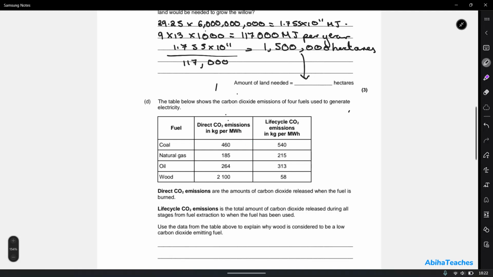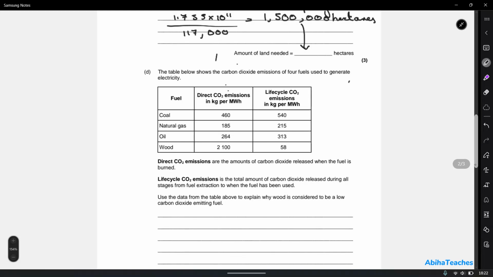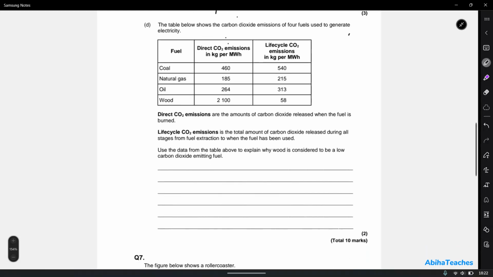Direct CO2 emissions are the amount of CO2 released when the fuel is burnt. Life cycle CO2 emissions is the total amount of CO2 released during all stages from fuel extraction to when the fuel has been used. We need to use the data from the table to explain why wood is considered to be a low CO2 emitting fuel.